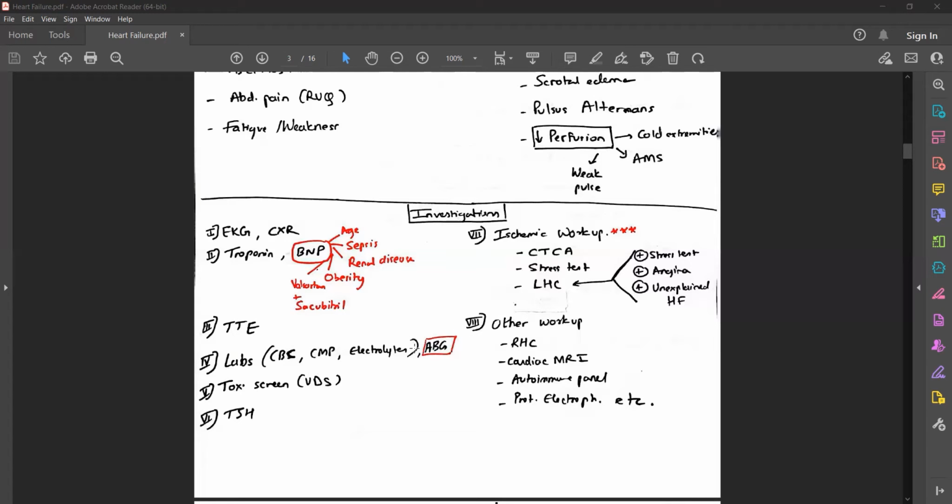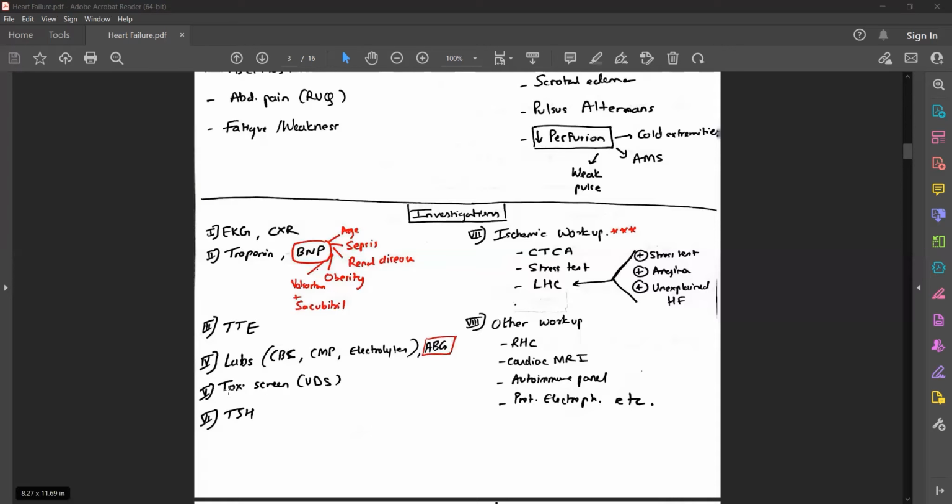Now, ABG can also be ordered if the patient is severely hypoxic, or if you're suspecting hypercapnia as well, or if the patient has other problems, like, for example, COPD exacerbation, and the patient also has heart failure, and you do not know at this time which is the exacerbation. Is it exacerbation of heart failure or COPD or both? So this is an important test that you can order, and I'll be explaining this in detail at the end of the lecture.